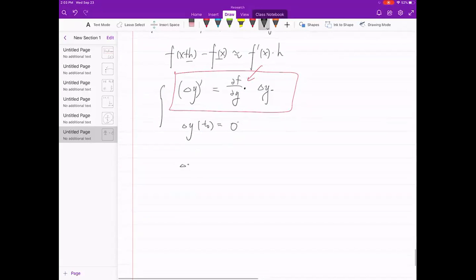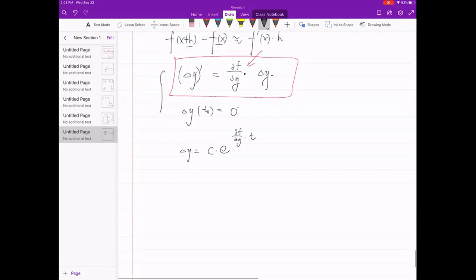That is just delta y equals c times e to the partial f partial y, which is a constant, times t. And you still need the initial condition, right? Just plug in T0, you should get zero. Exponential is never zero, so my only choice is C equals zero. Therefore, the only solution for this one is delta Y is always zero for any T.